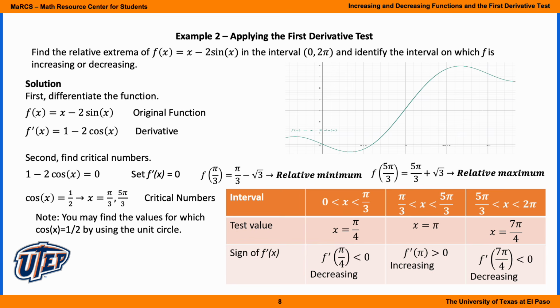Now to find the y-coordinate of our relative maximum, we plug 5 pi over 3 into our original function, and we get 5 pi over 3 plus the square root of 3 for our y-coordinate of our relative maximum.